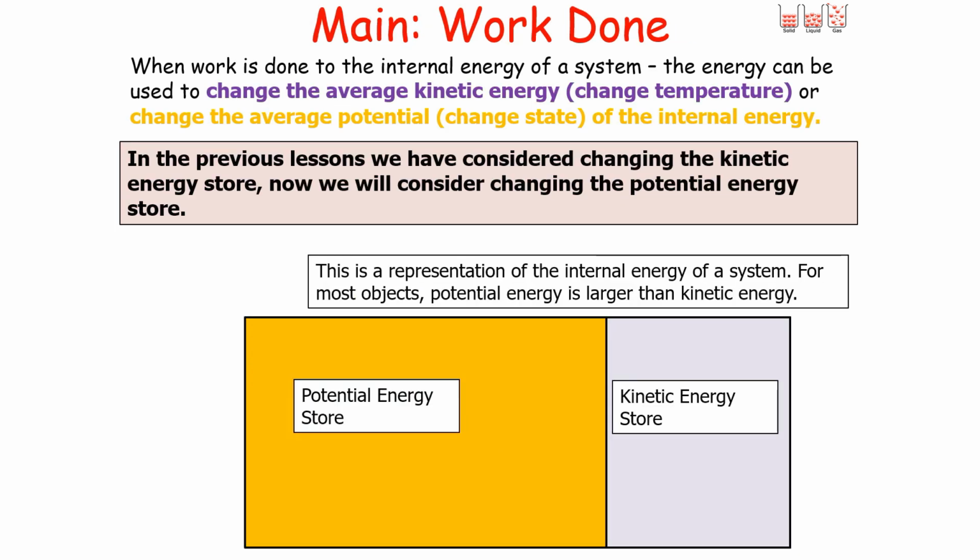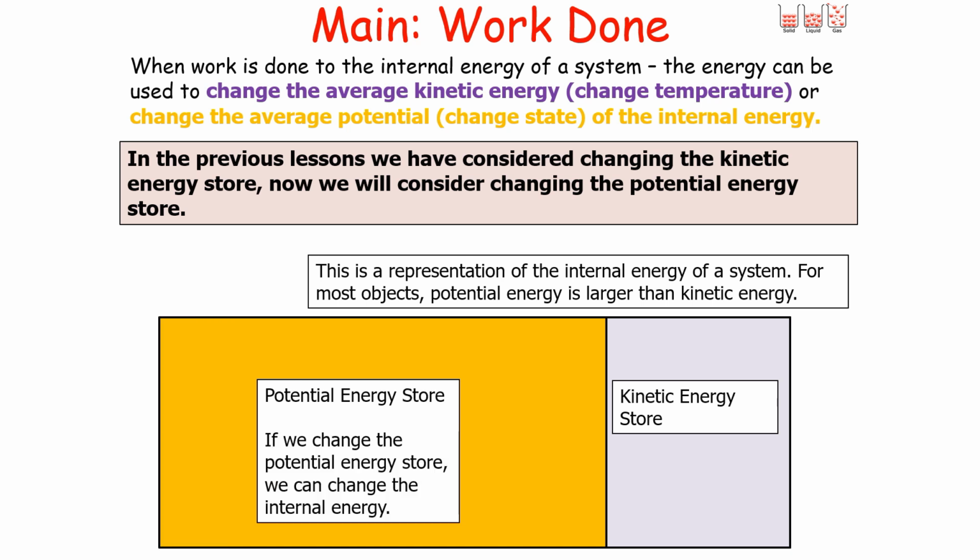So let's just clarify. When work is done to the internal energy of a system, the energy can be used to change the average kinetic energy, so change the temperature, or change the average potential energy, change the state of the internal energy. Now in previous lessons we've considered changing the kinetic energy store, but now we're going to consider changing the potential energy store. Now it's important to note that for most objects in the internal energy, the potential energy store is larger than the kinetic energy store.